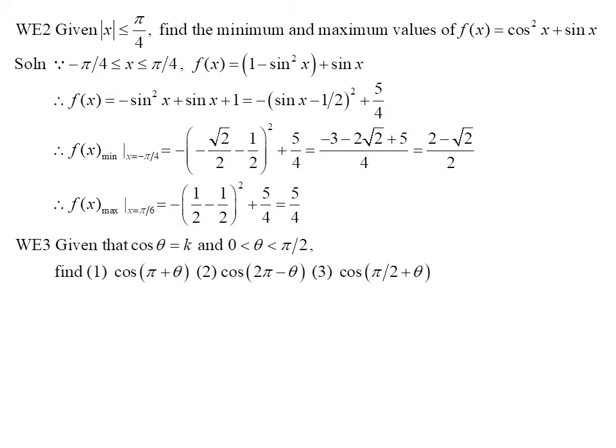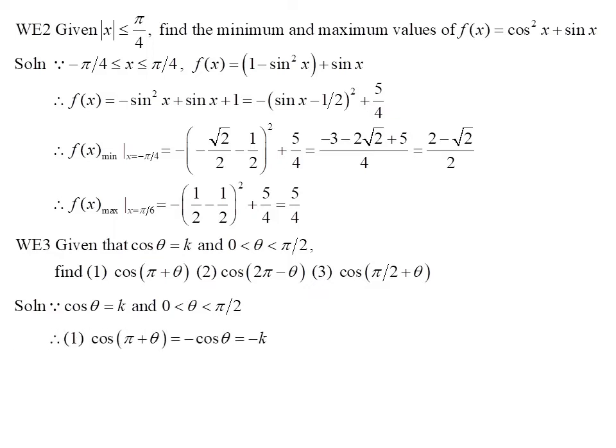The criteria in example 3 is that cosine theta equals k and theta is between 0 and pi over 2. The question is to evaluate 3 cosine functions that need to be converted to their corresponding first quadrant angles to obtain the cosine function values.